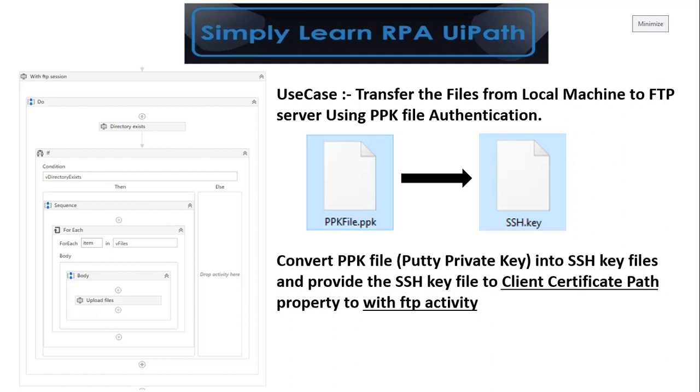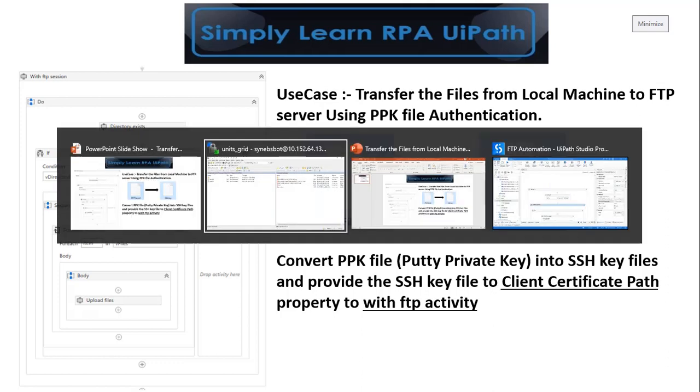Now the key part is here. We cannot directly use PPK file and provide that file for the authentication. So we need to convert that PPK file into SSH key files, and then we have to provide that SSH key file to client certificate path property with FTP activity. Let's move on to the UiPath Studio.